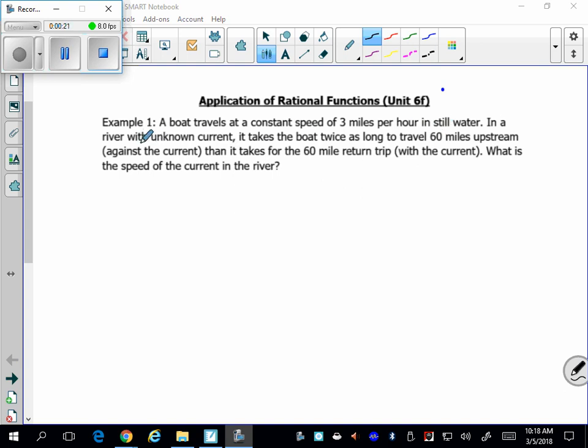But in this case, the same boat is going in a river, and it's going to travel at 3 miles per hour. And going upstream, it takes twice as long as it takes to go downstream, so with the current. And it's 60 miles round trip. So they want to know what is the speed of the current. Very first thing I do is I draw a picture.